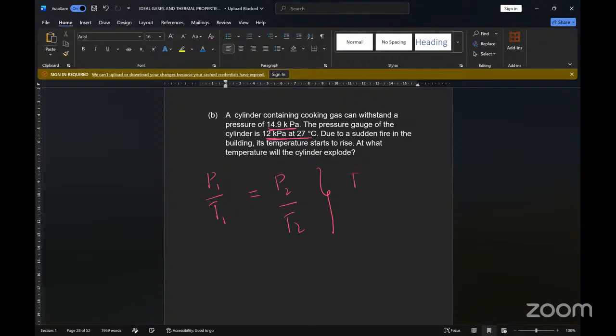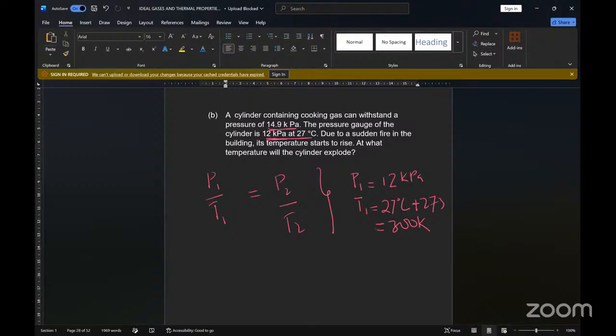So you can say your P1 is equal to 12 kilopascals, and then your T1 is equal to 27 degrees Celsius. I'll just go straight forward, plus 273, because you have to add 273 to change it to Kelvin. So 27 plus 273, that gives us 300. So this is what? 300 Kelvin, not degrees Celsius.